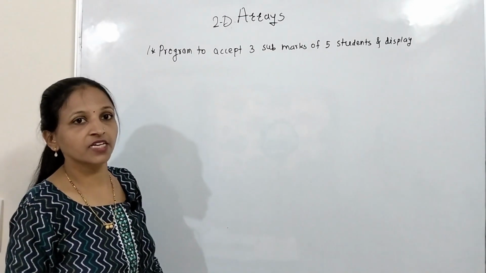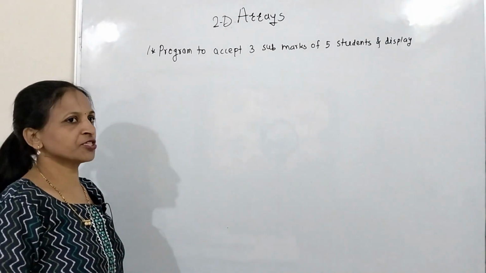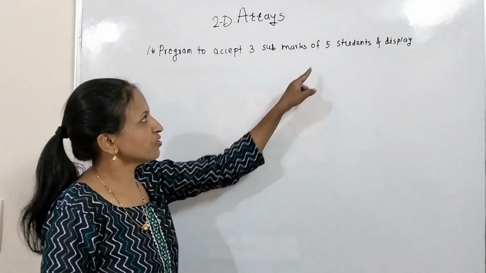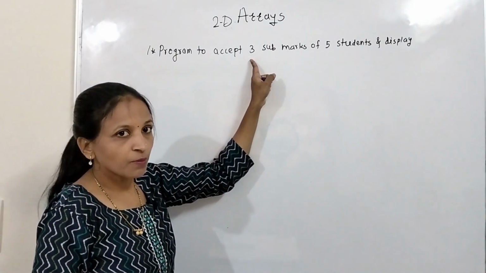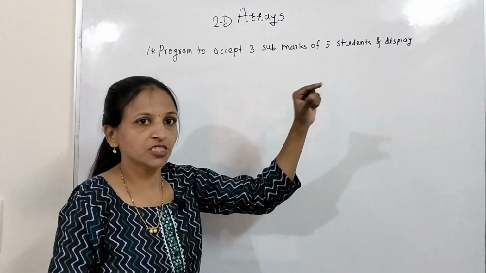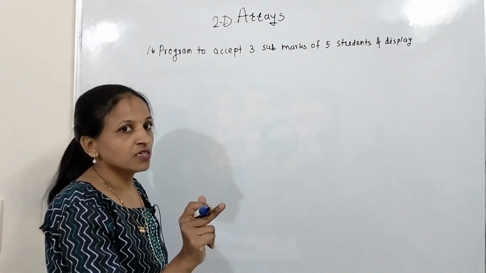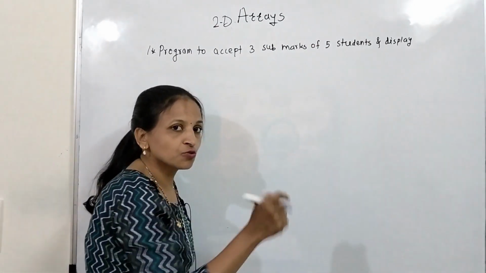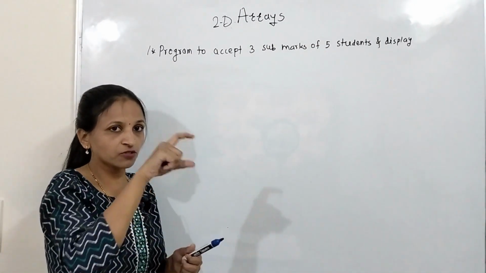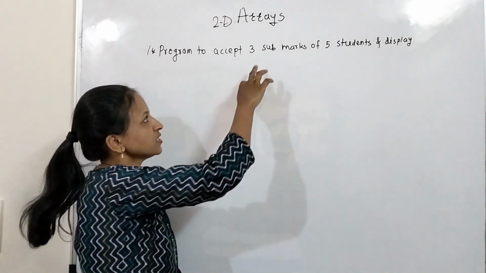And third way, we can declare one two-dimensional array having dimension 5 by 3. 5 by 3, why? Because there are 5 different students and each individual array will represent the marks of 1 student. That's why the first row size will be 5 and each individual array will have size 3.